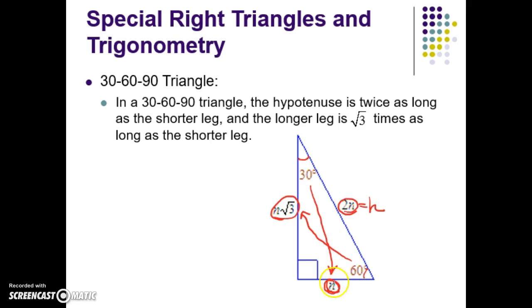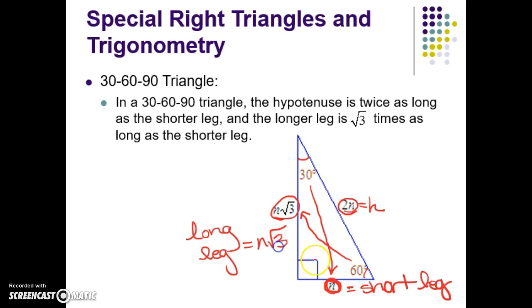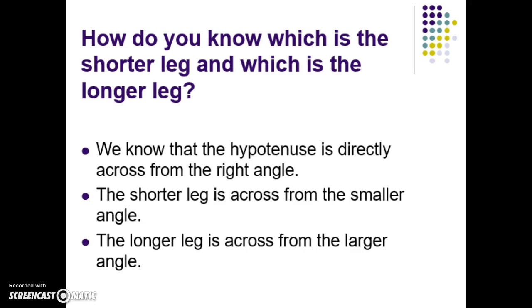All of the relationships in a 30, 60, 90, remember, were based on the measure of the short leg. So here's our short leg, and we're going to call its measure n. So the long leg is always square root of 3 times the measure of the short leg. So it's important for us to find the measure of the short leg, and then the hypotenuse is twice the length of the short leg. So if we know the length of the short leg, or can find it based on other information we're given, then we can find the measures of all three sides of any 30, 60, 90 special right triangle.